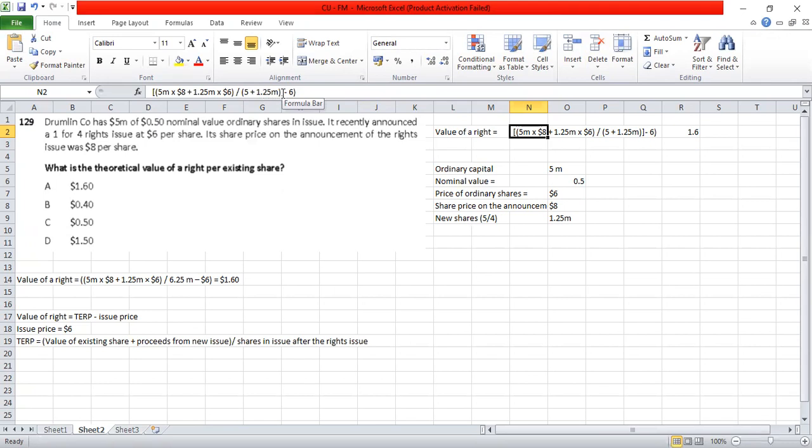So TERP minus the new issue price of $6, that is deducted. We get the value of right. But the question says what is the theoretical value of rights per existing share. So per existing share, we got $1.60 per share. So how many shares are there?